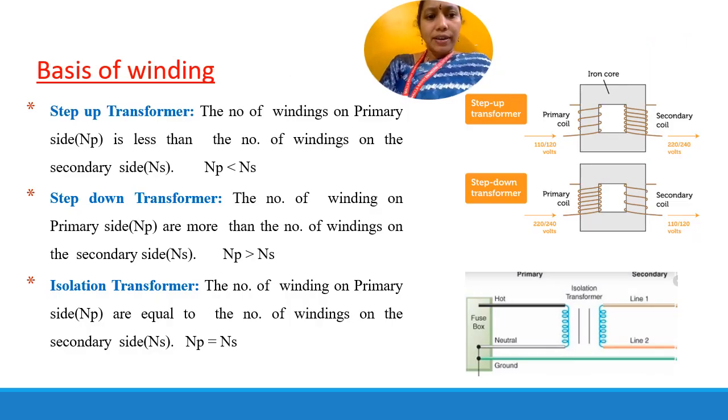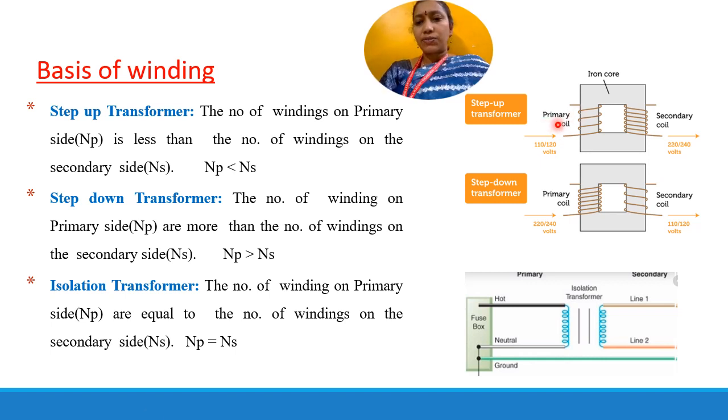Basis of winding. Step-up transformer: the number of windings on the primary side is less than the number of windings on the secondary side, that is, NP is less than NS. Step-down transformer: the number of windings on the primary side is more than the number of windings on the secondary side, that is, NP is greater than NS. For an isolation transformer, the number of windings on the primary side is equal to the number of windings on the secondary side. The same we can observe from the diagram also.